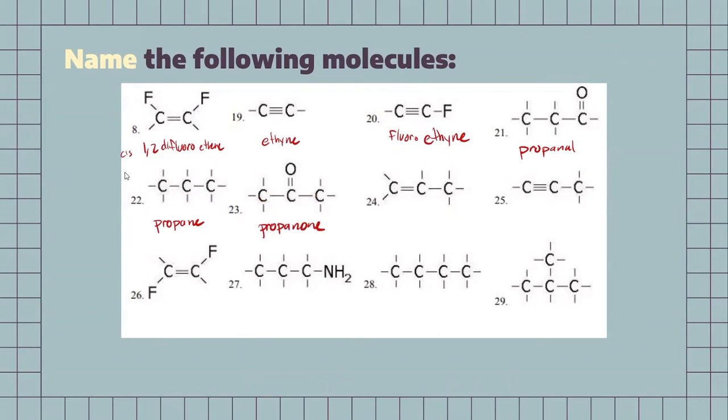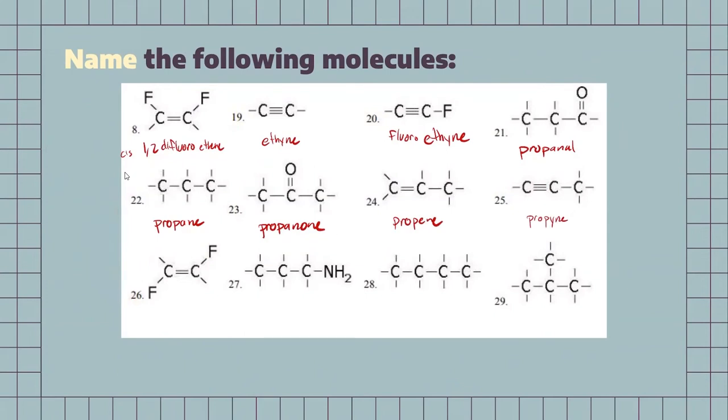Next up, we have 3 carbons, but now we have an alkene between carbon 1 and carbon 2. So we'll just say propene. Next one, we have a triple bond now. So it's not an alkene, it'd be an alkyne. So it'd be propyne. I know the namings might be a little weird, but it's just practicing.